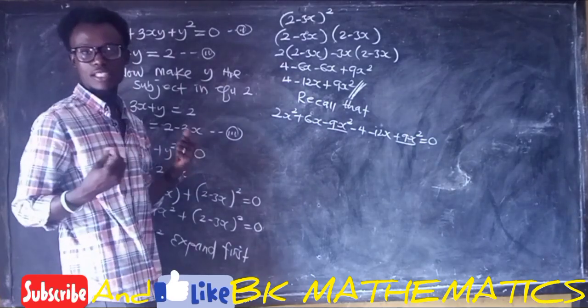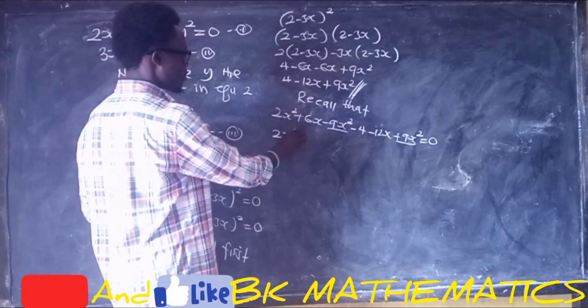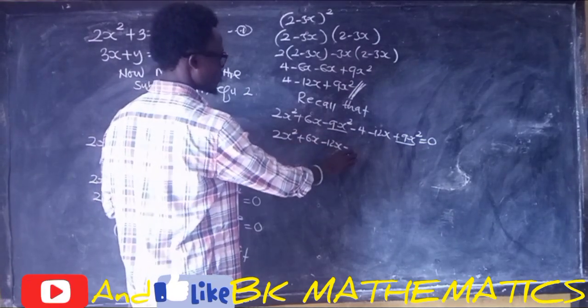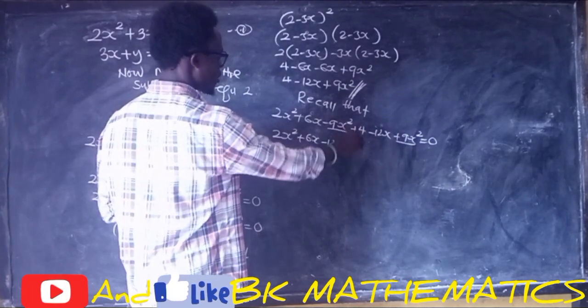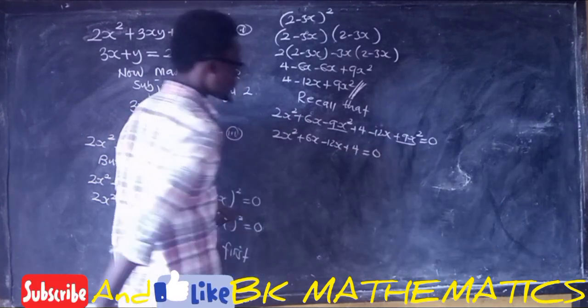Then let's write what remains and see. We have 2x squared plus 6x minus 12x plus 4, and everything becomes 0.